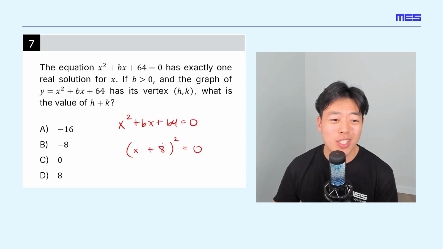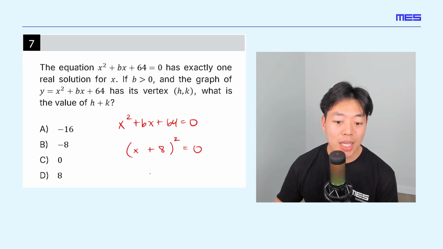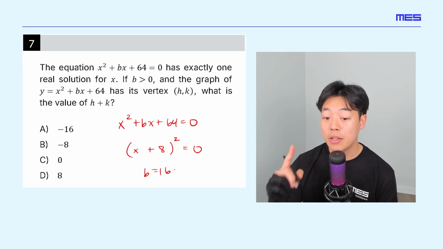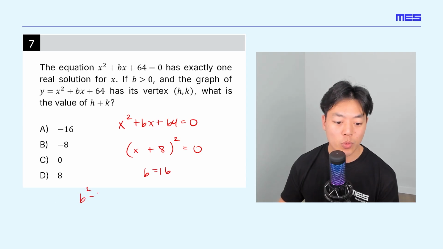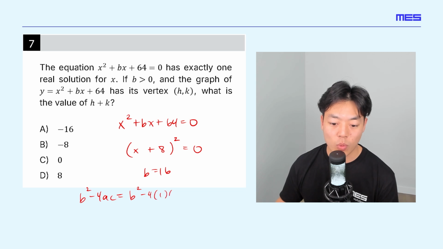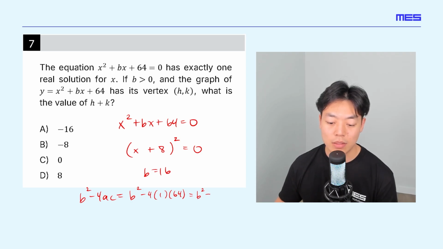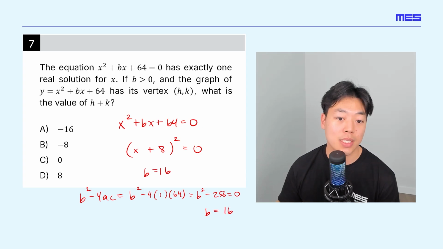So if we were to have exactly one real solution, I know that it's going to be a binomial squared. B then will equal 16. Another way you could have done this: b squared minus 4ac is b squared minus 4 times 1 times 64. This will give us b squared minus 256, and we're going to set this equal to 0. So that's how we can also get b is equal to 16.